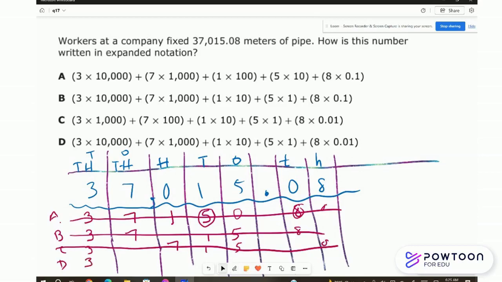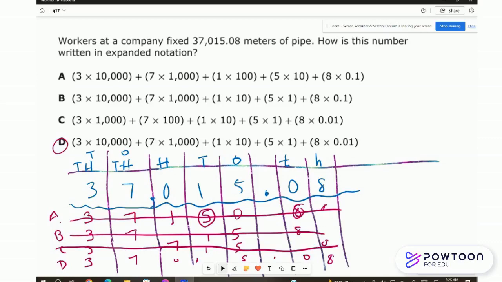So 3 times 10,000, 7 times 1,000, 1 times 10, 5 times 1, and 8 times the hundredths. And then anything that does not have a number, that obviously is our 0. And I look right above. Everything matches perfectly. So we are set. So our answer is D. And that is how we solve problems where they include the expanded notation.